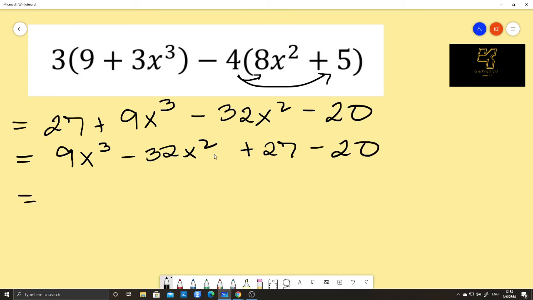Can you tell me the final answer, Chanikan? Again, we cannot subtract this because this is power of 3, this is power of 2. So what are we going to do? 9x power of 3, minus 32x power of 2. And then what's the final one? Plus 7. Thank you.